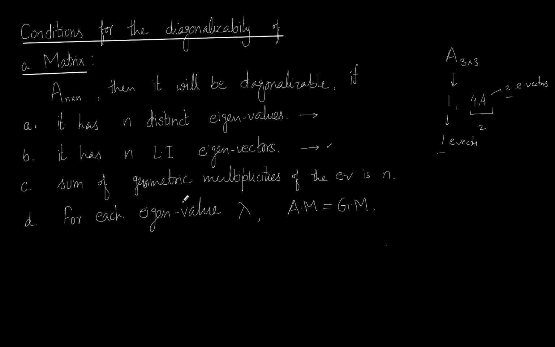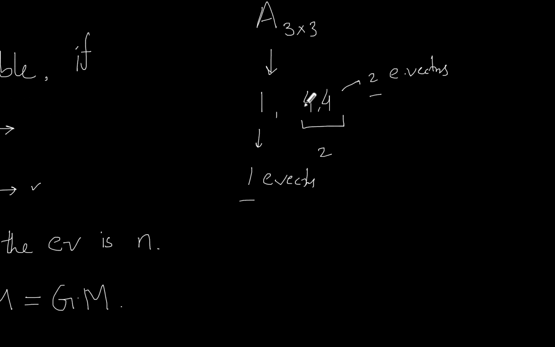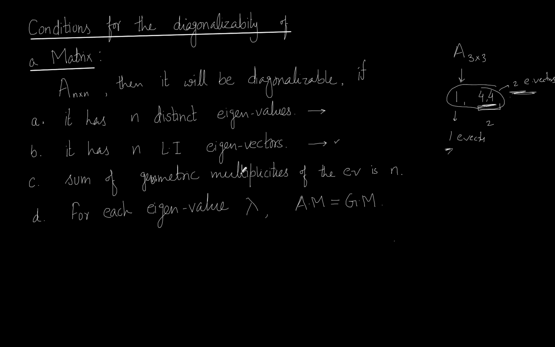The third point is that the sum of the geometric multiplicities of the eigenvalues is n. It means, suppose you have two eigenvalues. For example, here corresponding to this 4 you have two eigenvectors and one eigenvector corresponding to 1. That means in total you have three eigenvectors. So B and C are again saying the same thing. That's why I told you that these are equivalent points.